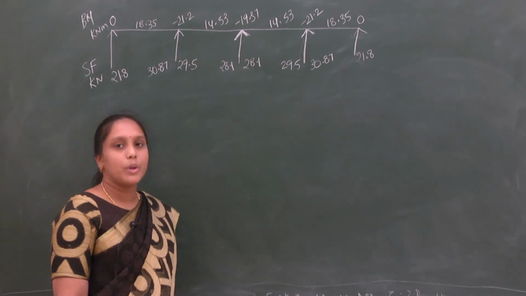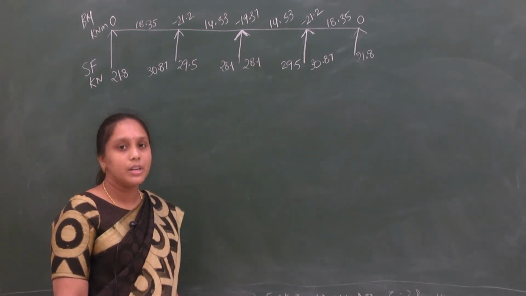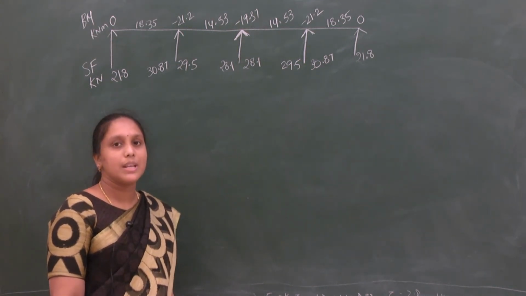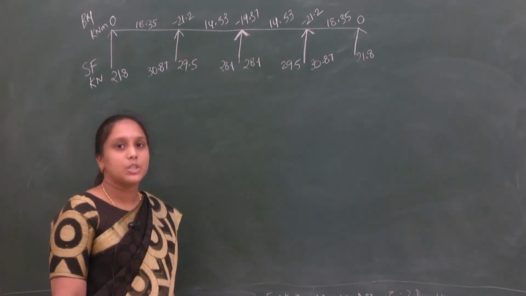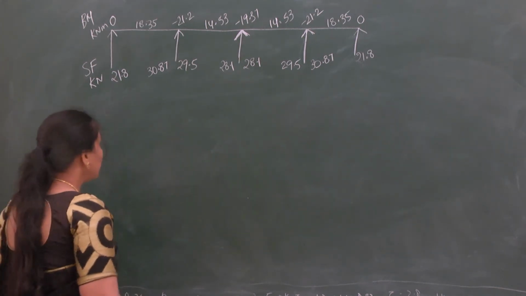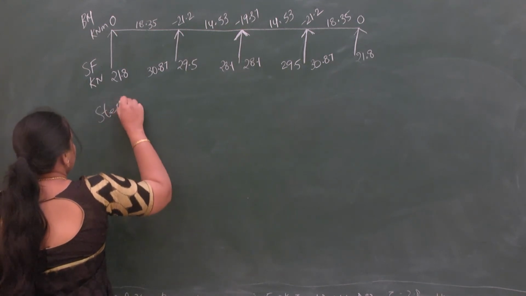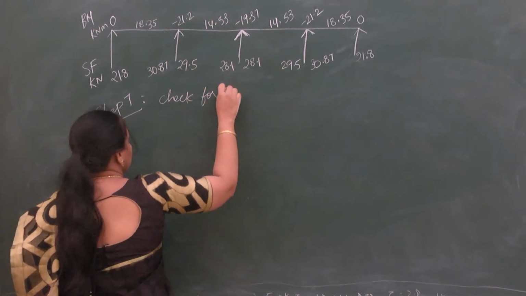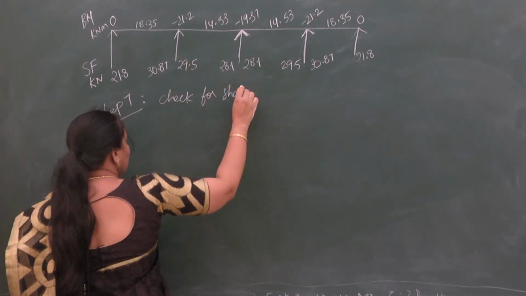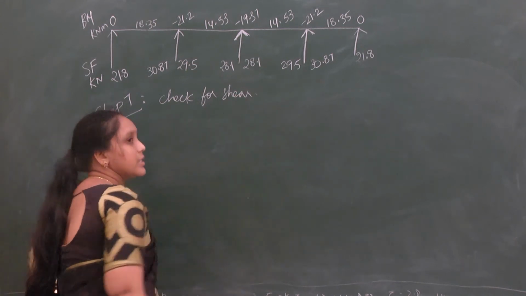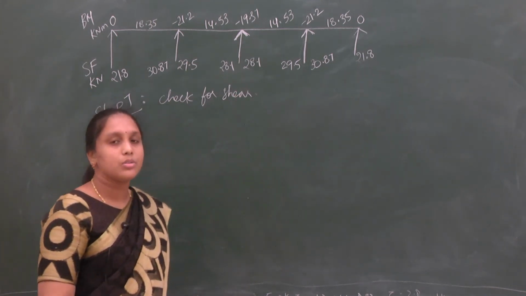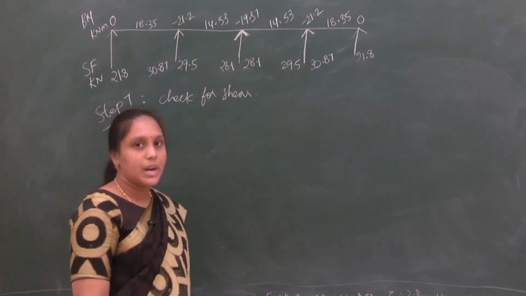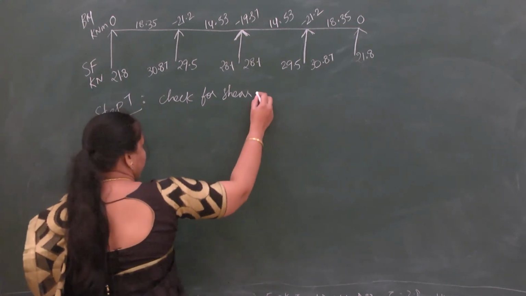Now what we have to do? We have to check for the shear, check for the deflection, as well as check for the development length. So first, in the next step, let us do the check for shear. Why do we have to check? Because if the checks are not satisfied, the whole design will go wrong, so you have to redesign right from the starting. So all the checks have to be satisfied. The first one is the check for shear.